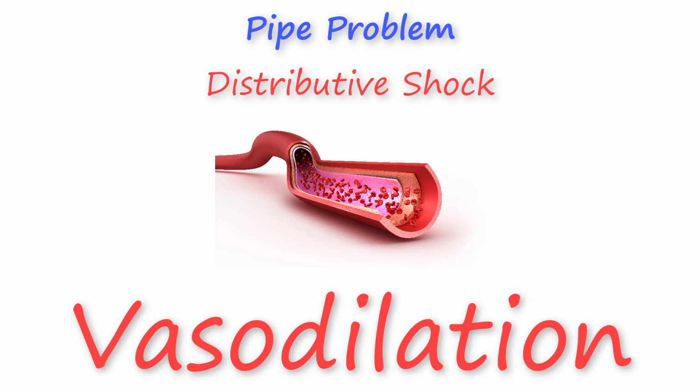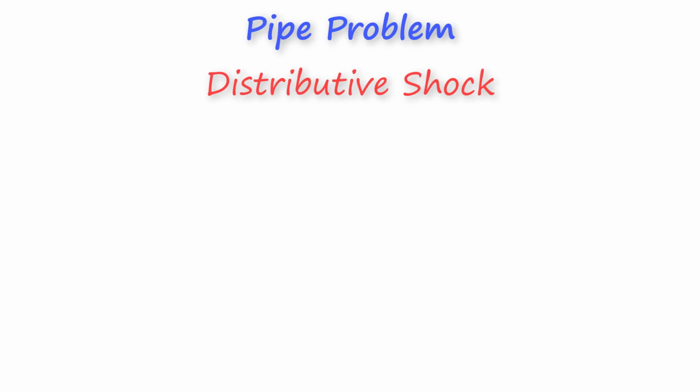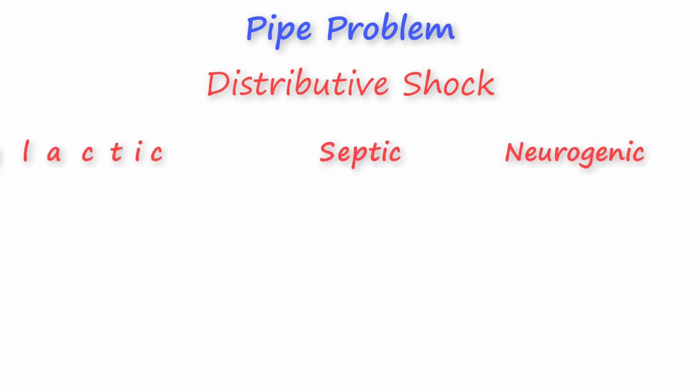The analogy I like to use is if you think about hooking a coffee drinking straw up to your kitchen sink and the high pressure water that's going to be blasted out, versus hooking a fire hose up to your kitchen sink, turning it on, and it's going to be a very low pressure of water coming out the other side. Now, the different types of distributive shock are anaphylactic, septic, neurogenic, and not listed here would be psychogenic as well.